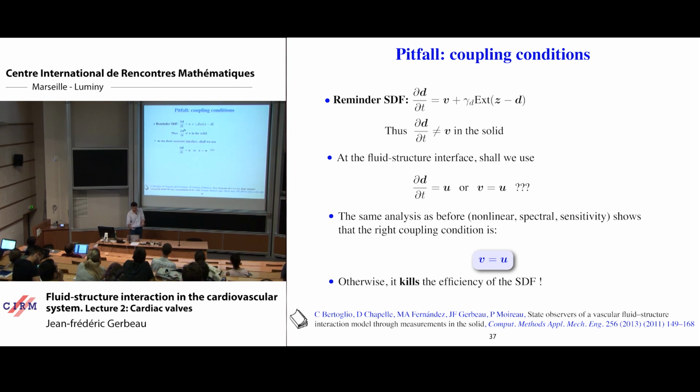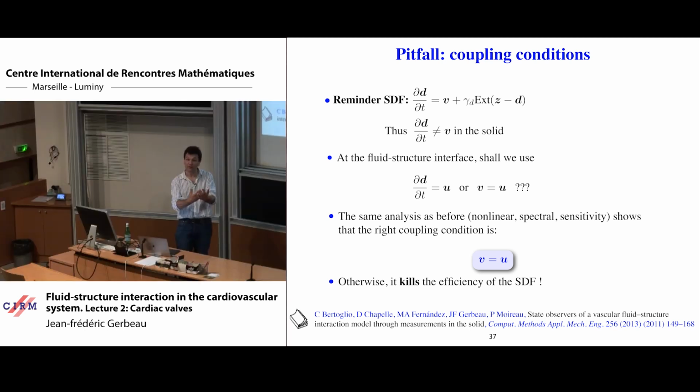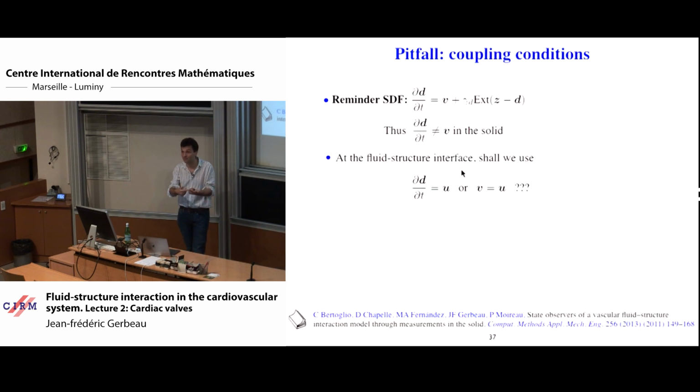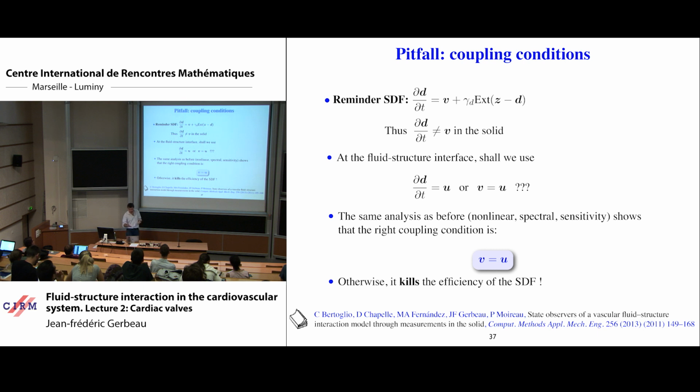Okay? So when you say at the fluid structure interface, the fluid velocity matches the solid velocity. Yes, but which one? Is it the solid velocity or the time derivative of the displacement? Now they are no longer the same. Okay, and this is critical because you can do an analysis that shows you that really you have to take what is called velocity in the solid, and if you do not do so, you kill the efficiency of your filter. So that's clearly a pitfall. Okay, you really have to be very careful on the variable you consider for the coupling with the fluid.